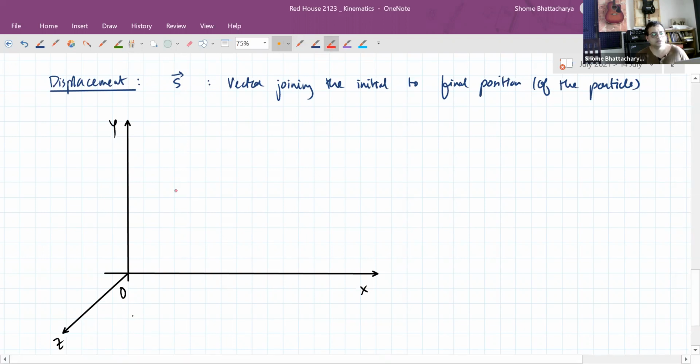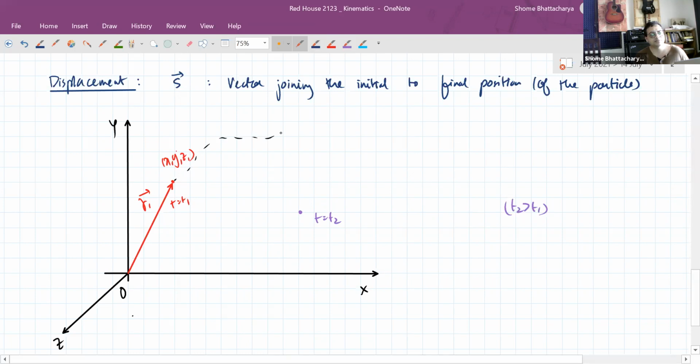So let us say that this was the position of the particle at a certain time t1. I will write it as position vector r1. This is where our particle was, x1, y1, z1, at some time t equal to t1. And now after some time, the particle has reached here at time t2. So t2 is greater than t1. Now the particle might have taken a very complicated path.